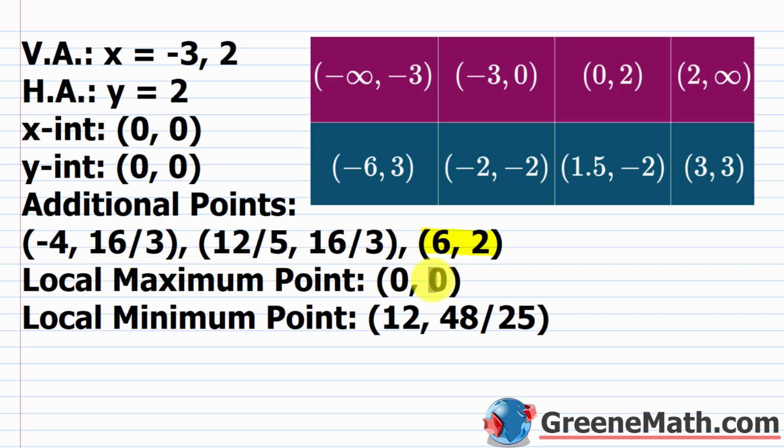But in most cases, you need calculus to get that exact point. The local minimum point, which again is something you would use calculus for, is (12/5, 48/25), which is going to be 1.92 as a decimal. Again, that's something I showed you earlier when we went to Desmos.